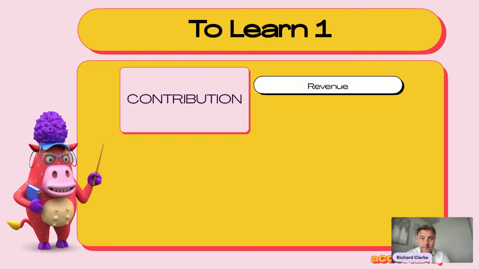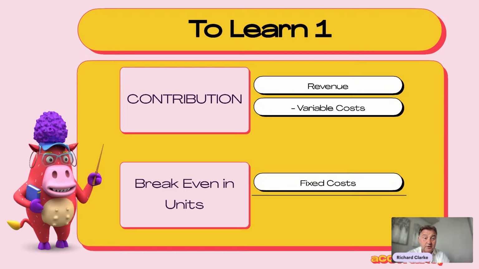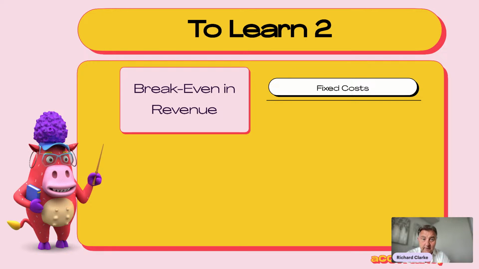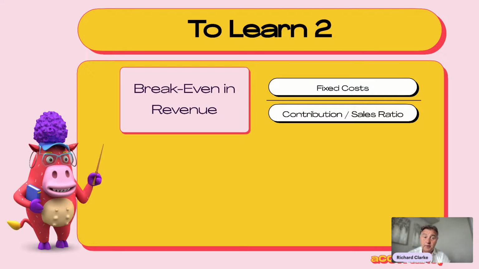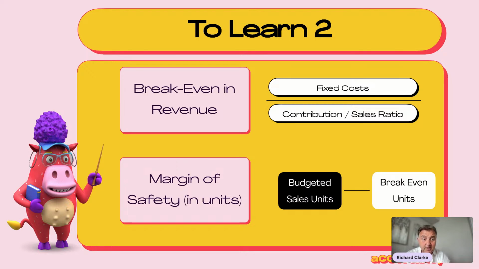What have we learned? We learned about contribution. Now seems easy, doesn't it? Revenue minus variable costs. We learned about break even in units. Now seems easy. Fixed costs divided by contribution per unit. Then we went to look at break even in revenue. Fixed costs still covering in total, but not divided by contribution per unit, but contribution divided by sales ratio. Okay. Then we learned the easy one, margin of safety in units, your budgeted sales in units compared to your break-even sales in units.